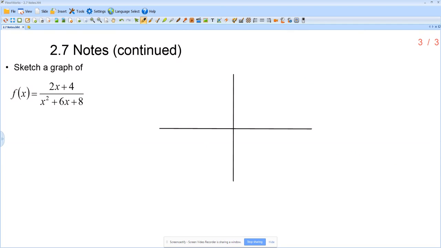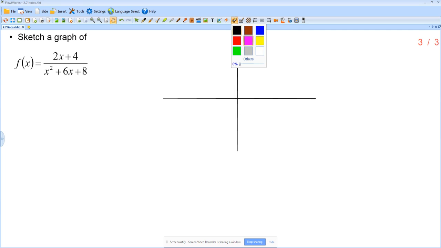All right, moving into our last example then. Sketch a graph of 2x plus 4 over x squared plus 6x plus 8. First thing that we're going to do is factor. So this is 2 times x plus 2 over x plus 2, x plus 4.